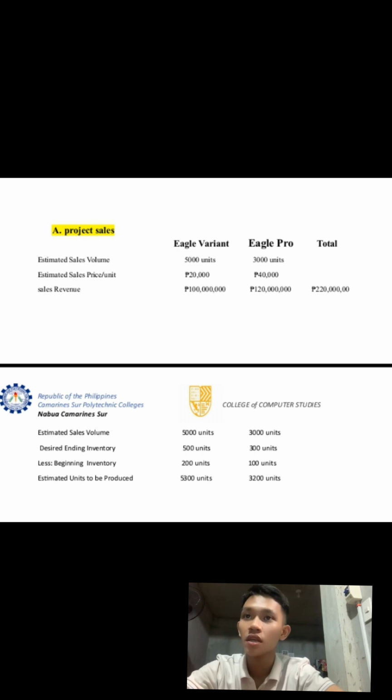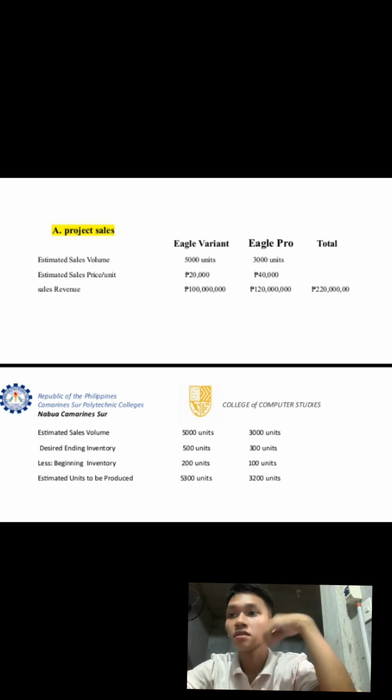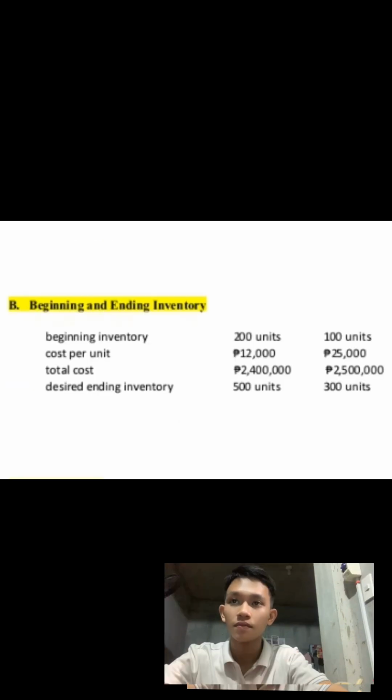So for the estimated sales volume of Eagle Pro, we have 3,000 units and the desired ending inventory is 300 units. So we will subtract it to the beginning inventory that has 100 units, and the total estimated units to be produced in Eagle Pro will be 3,200 units.